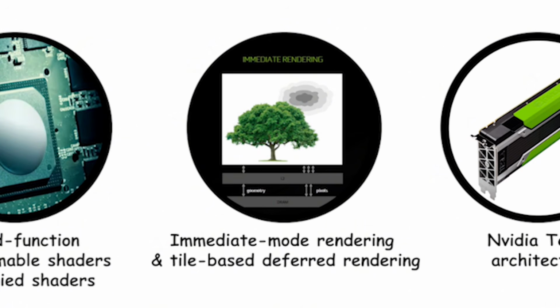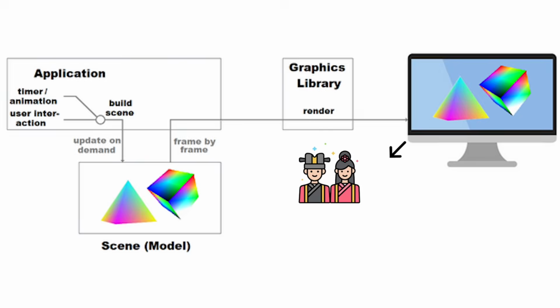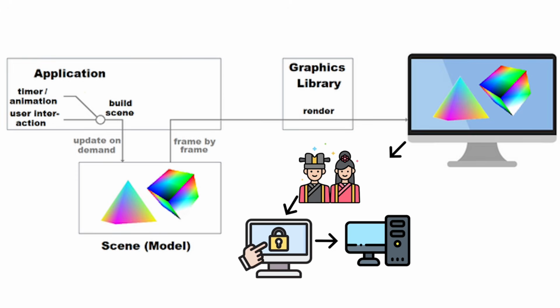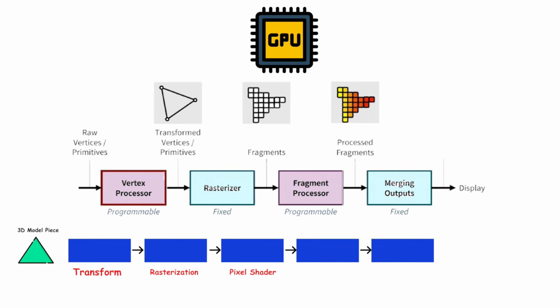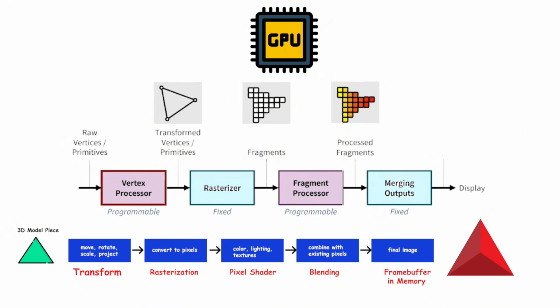Immediate mode rendering and tile-based deferred rendering. Immediate mode rendering is the traditional approach used by most desktop graphics cards. The GPU takes each triangle, transforms it, rasterizes it into pixels, runs pixel shaders, applies blending, and writes the result to the frame buffer in memory, immediately as each piece is processed.